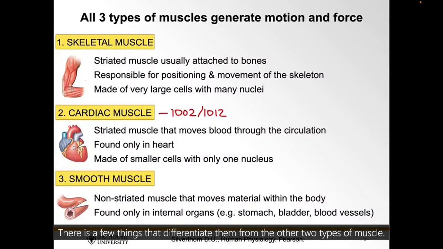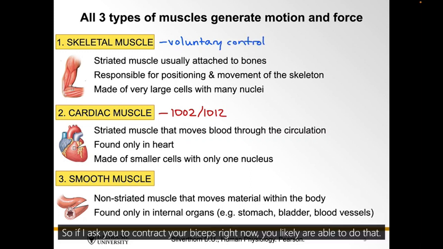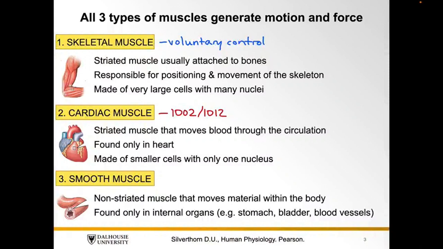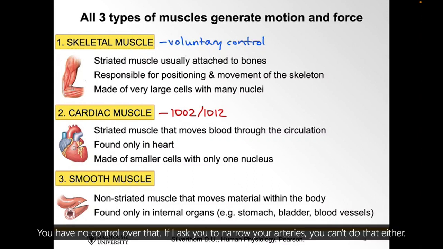There are a few things that differentiate them from the other two types of muscle. One of their characteristics is that they are under voluntary control. So if I ask you to contract your biceps right now, you likely are able to do that. If I ask you to raise your toes, you're also able to do that because these movements are controlled by skeletal muscle. That's in contrast to the other two types of muscles, which are not under voluntary control. If I ask you to make your heart beat stronger, you have no control over that. If I ask you to narrow your arteries, you can't do that either. So this voluntary control is a characteristic specific to the skeletal muscle cell.